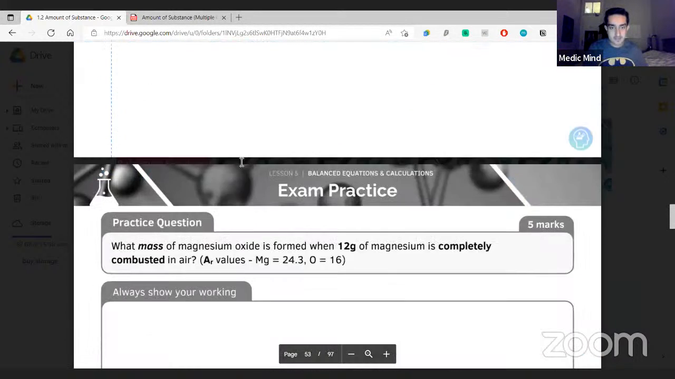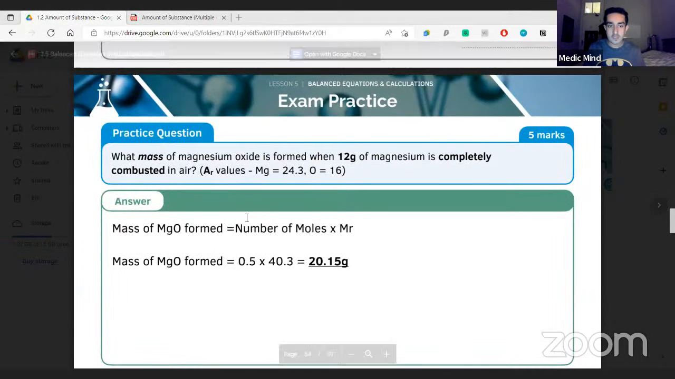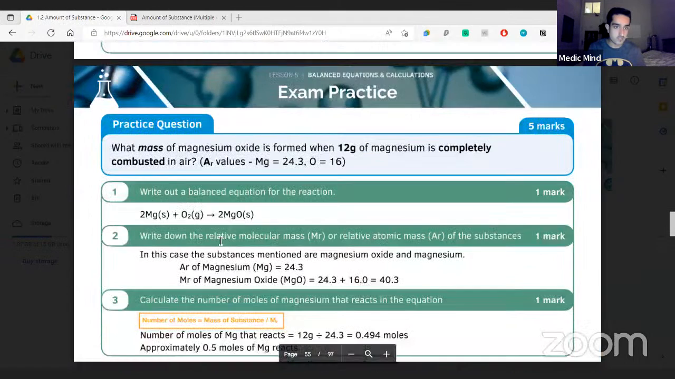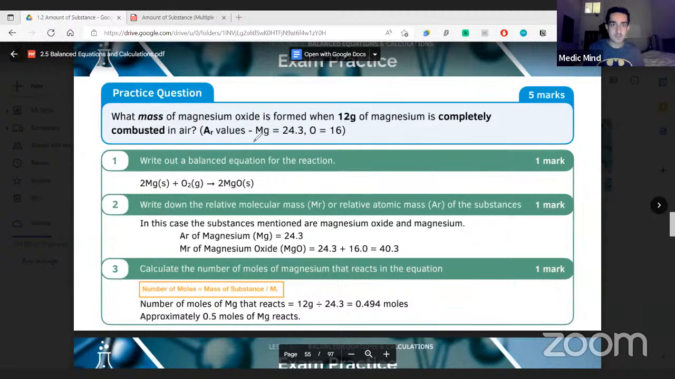So, calculating masses from balanced equations. What mass of magnesium oxide is produced when 12 grams of magnesium is completely combusted in air? The first thing you want to do is write out a balanced equation. Magnesium plus oxygen gives you magnesium oxide, balanced 2:1:2. You work out the relative Mr and Ar of the substances. Magnesium is 24.3 and magnesium oxide is 40.3.